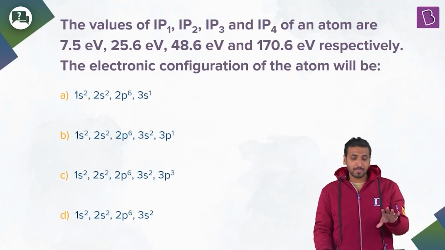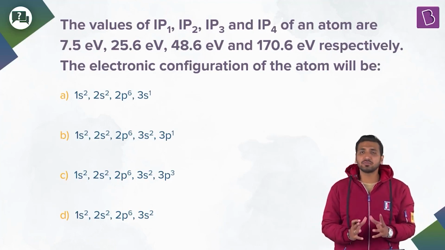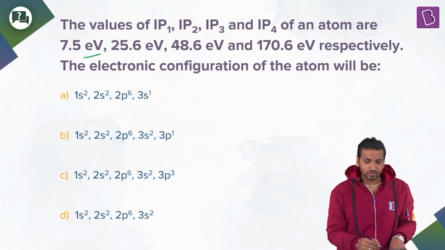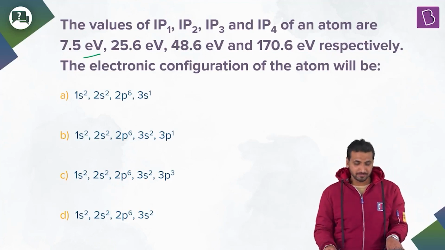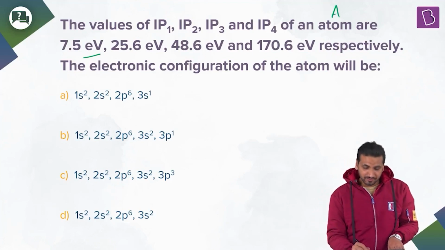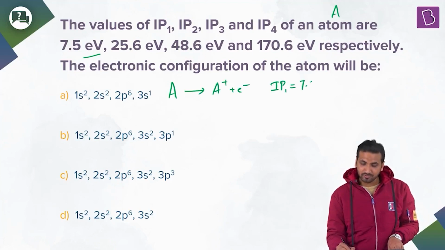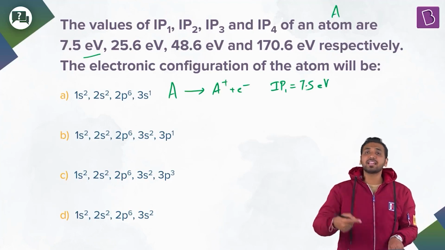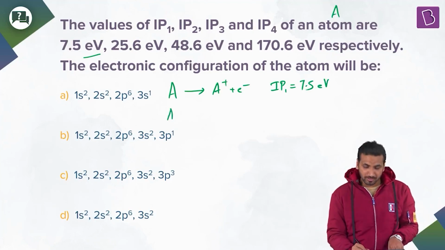Okay. See, basically what is ionization potential? It is nothing but ionization energy and it is given in electron volt here. So let's assume that the atom is A. If A loses 1 electron, A plus will be formed and the IP1 value given for this is 7.5 electron volt. Perfect. If second electron is going to be lost, it will be from A plus to A 2 plus.